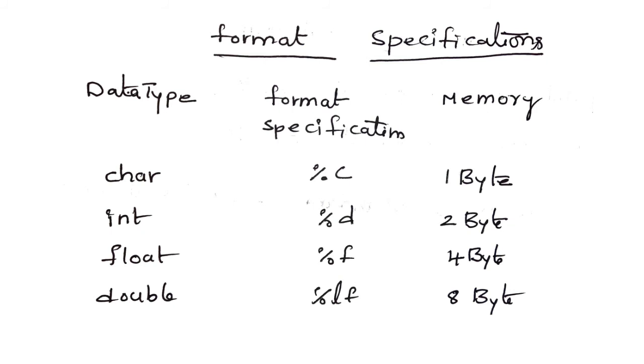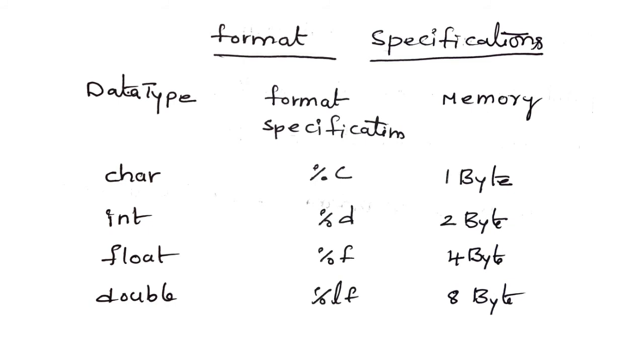And the size of the memory is 1 byte. The second one is integer, meaning int. Int type data is used to read numbers, either positive or negative, without a decimal point. The format specification is %d, and the memory meant for integers is 2 bytes.